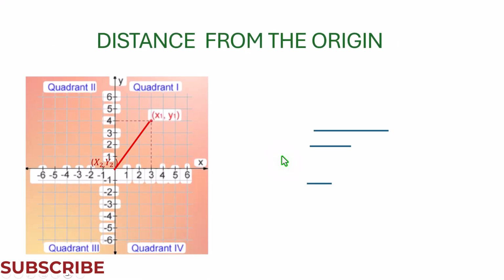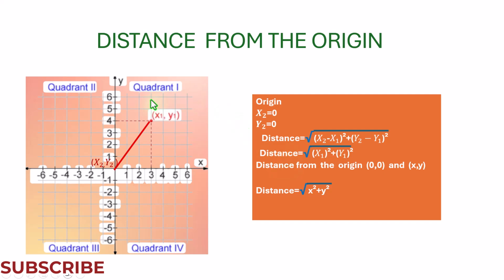Distance from the origin. See, the origin coordinate is (0, 0). Here x2 is equal to 0, y2 is equal to 0. In the distance between any two points formula, (x2 minus x1) whole square plus (y2 minus y1) whole square, with x2 and y2 as 0, finally we get x1 square plus y1 square. Distance from the origin (0, 0) to the point (x, y) is the square root of x square plus y square.